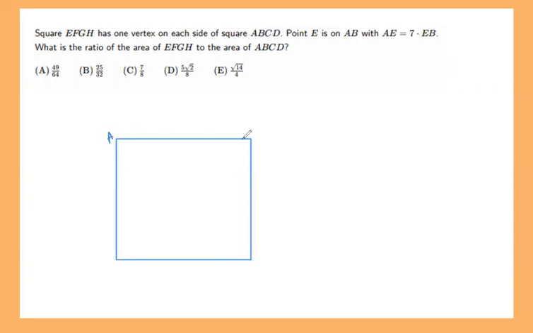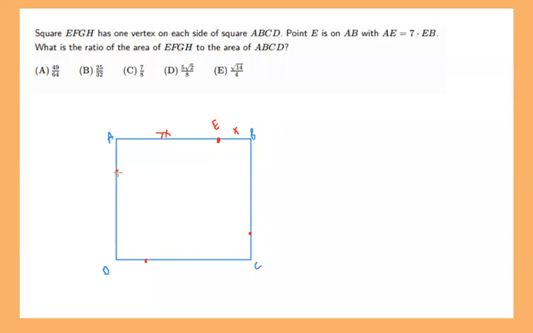So I'm going to label those A, B, C, and D. There is a point E on AB such that AE is 7 times EB, which means E has to be close to B, right? So let's call this E. If I call this X, then this will be 7X. Since we are told this is also a square, the ratio on this side has to be the same on the other side as well. So we should have a point right there, right there, and right there.